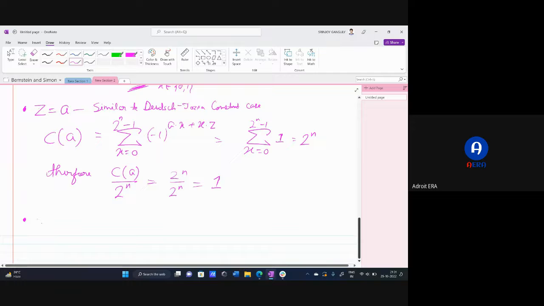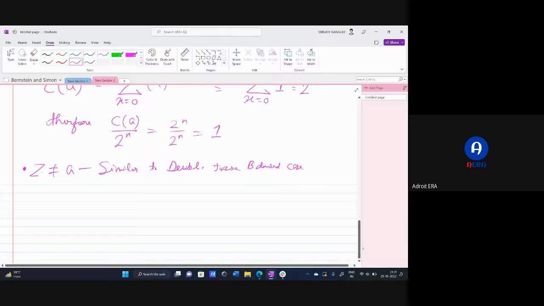Then next is z is not equal to a. This will be what? Similar to the balanced case, right? Similar to the Deutsch Jozsa balanced case. Now, what will happen?